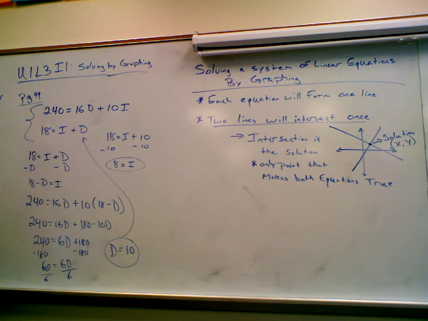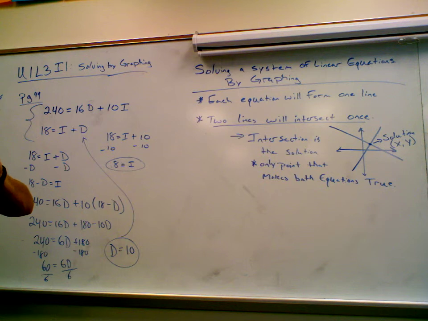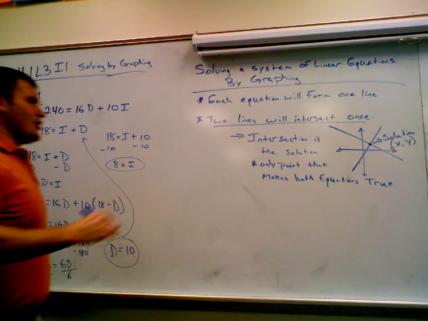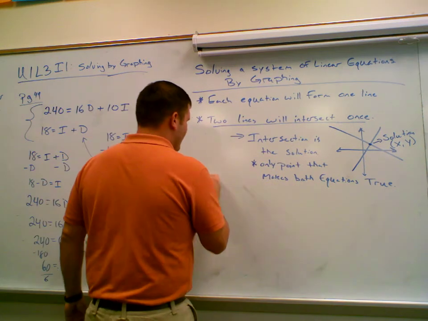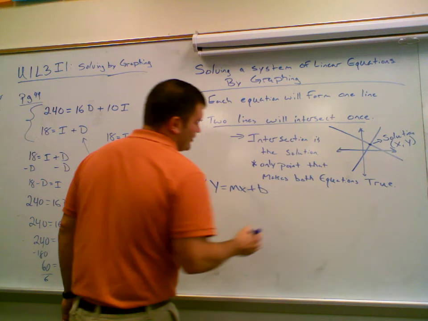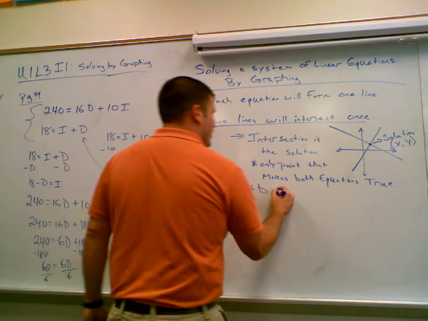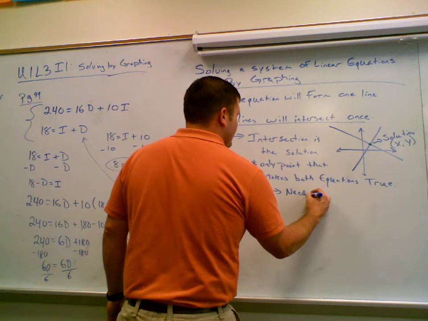Now, in order to graph something, what form does it typically have to be in? Perfect. In order to graph something, we need to have y equals mx plus b. M is the slope, b is the y-intercept. That's the form it has to be in to graph, so we need our equation like this to graph.